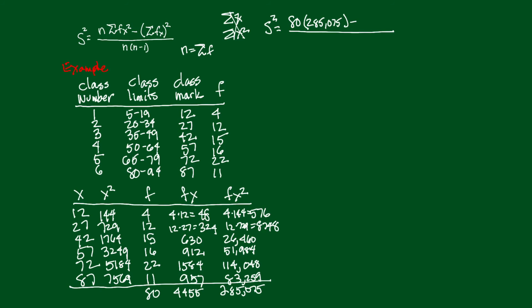Okay, so 4455 squared, all over n times n minus 1. Now remember, n is 80. Okay, be careful here. n is not equal to 6, right? Where does that 6 come from? You might be thinking, oh, I've got 6 classes here, right? No, it's not the number of classes, it's the number of pieces of data. And I've got 4 in the first class, 12 in the second class, 15 in the third class, and so on. So altogether, I got 80 pieces of data.